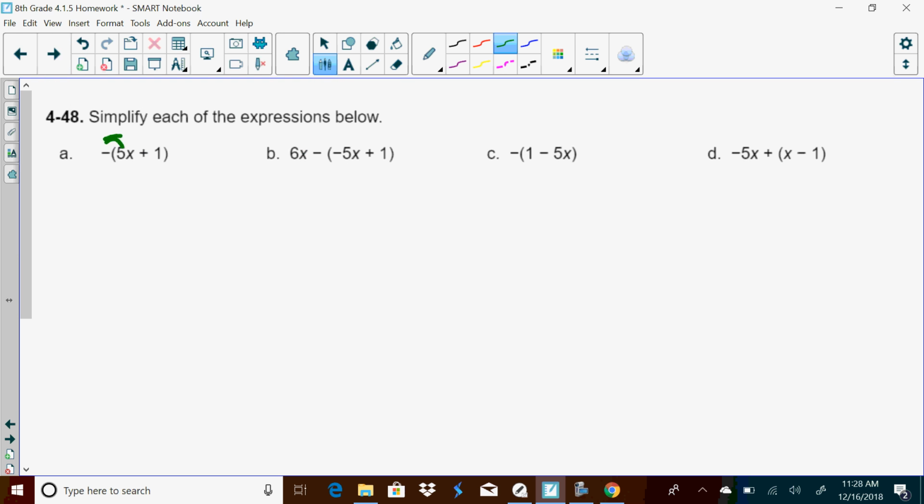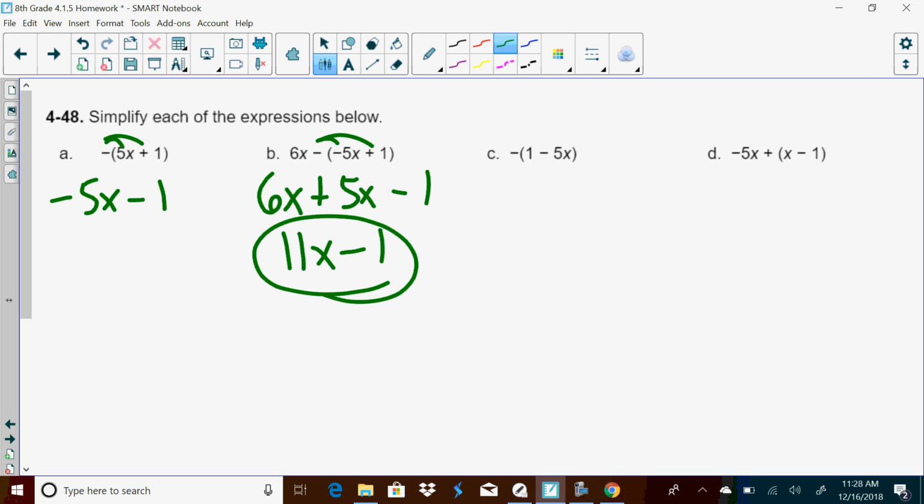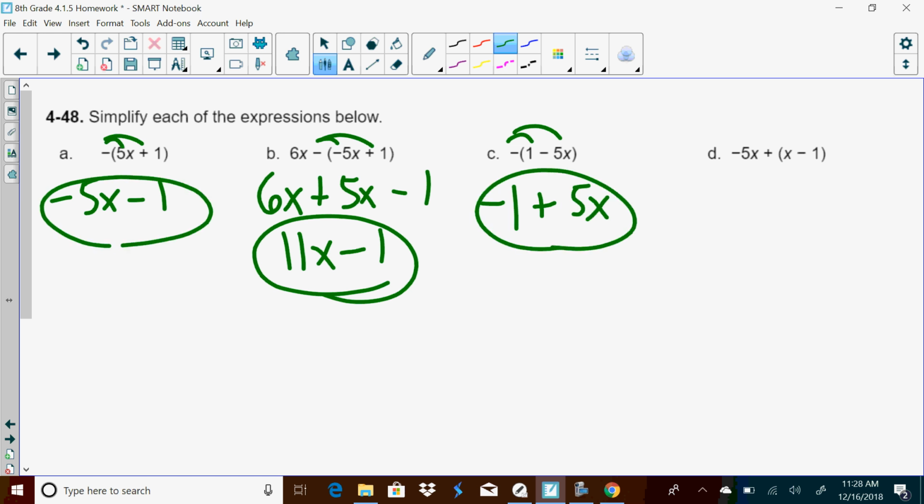Problem number 48, simplify each expression. So the first one, I'm just distributing a negative, so I get -5x minus 1. The second one, I'm distributing a negative and then combining like terms. So I get 6x plus 5x minus 1, which is 11x minus 1. A lot of people did this part, but forgot to combine. C, I'm distributing a negative. I get -1 plus 5x. And D, I am distributing a positive. So I just get -5x plus x minus 1, or -4x minus 1.